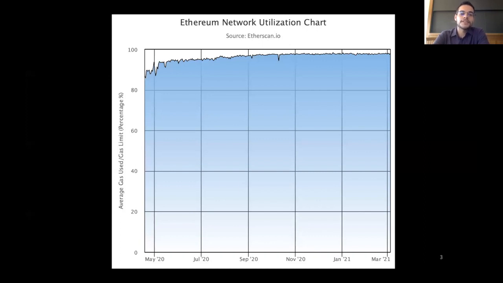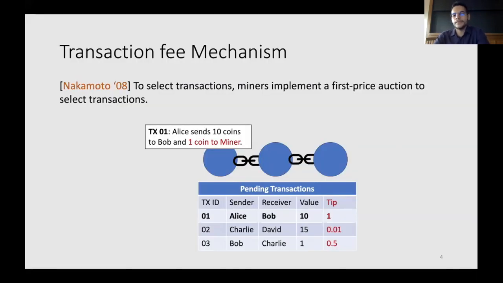For example, here in this picture, you see that since May of 2020, probably driven by the demand in decentralized finance, we have seen a lot of interest in using the Ethereum blockchain, which creates this very high congestion in the network. So it creates this natural question: how can we allocate block space to this population of users?